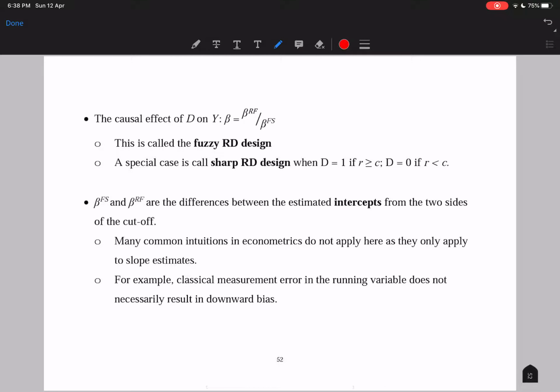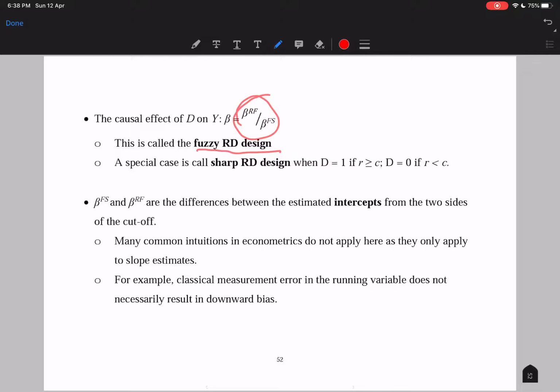And what's the causal effect of treatment on Y? Well, it's just the ratio of the reduced form over the first stage. And this is something we call fuzzy RD design. It's fuzzy because the treatment is not 100% if it's above the cutoff. It's a probability.